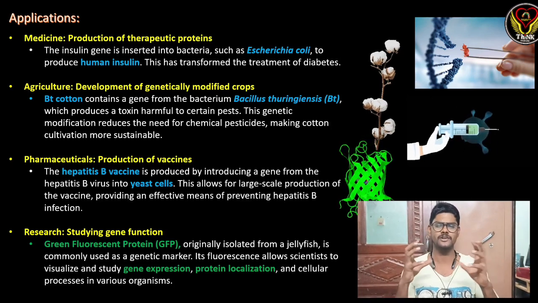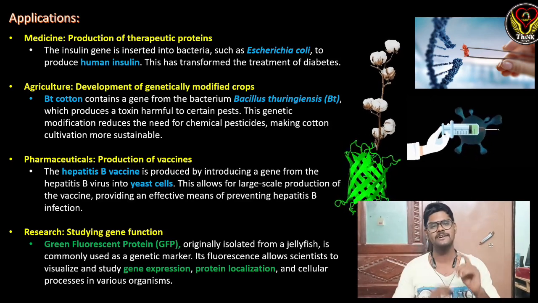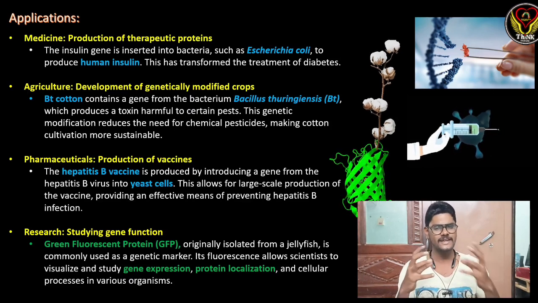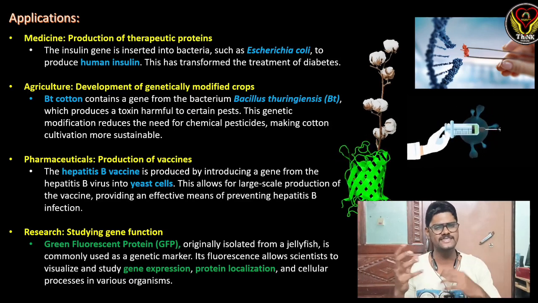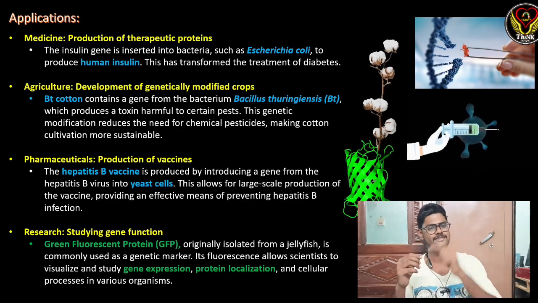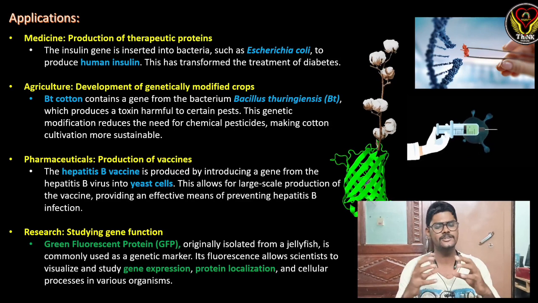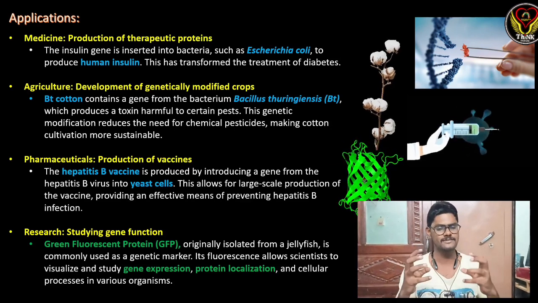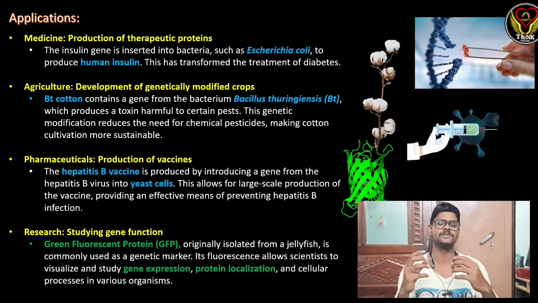Now coming to the applications of this rDNA technology, it has numerous applications, but here we will just check out the most important or basic 3 applications. First, it is used in medical industries to produce therapeutic proteins. For example, to produce insulin, in those days it was very difficult and very costly. But nowadays we insert insulin producing genes into E. coli and we make that bacteria produce human insulin. So we get a cost effective insulin.